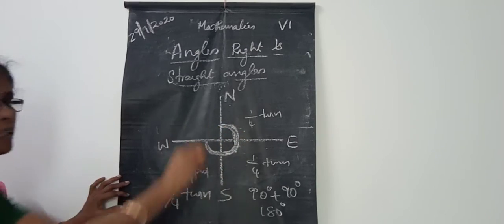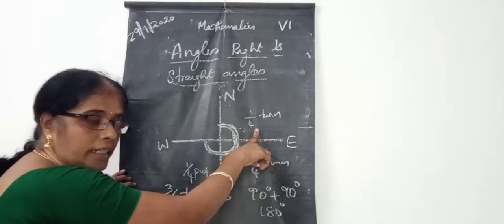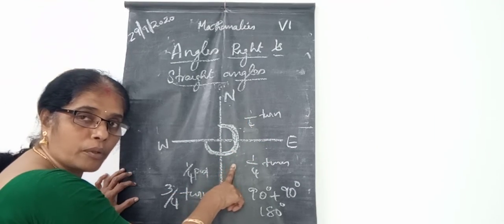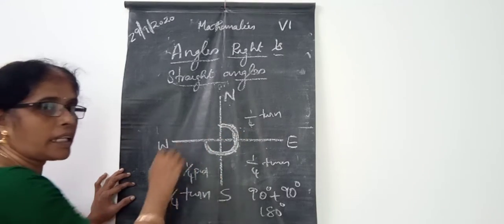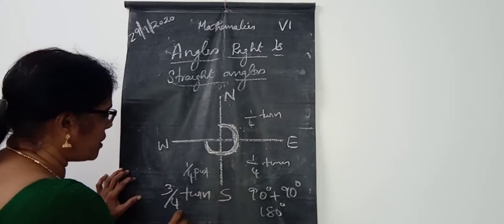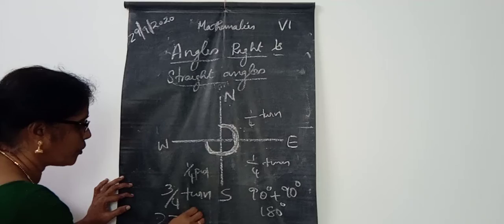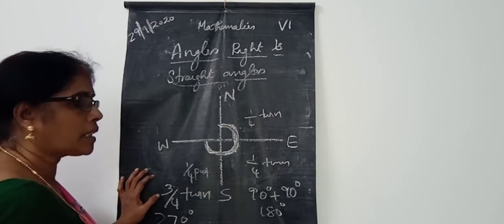This is a 3/4 turn, and this 1 by 4th turn is one right angle, and this another 1/4 turn is one more right angle. A 3/4 turn means three right angles, 90 plus 90 plus 90, that is a 270 degree angle. 270 degrees is the 3/4 turn.